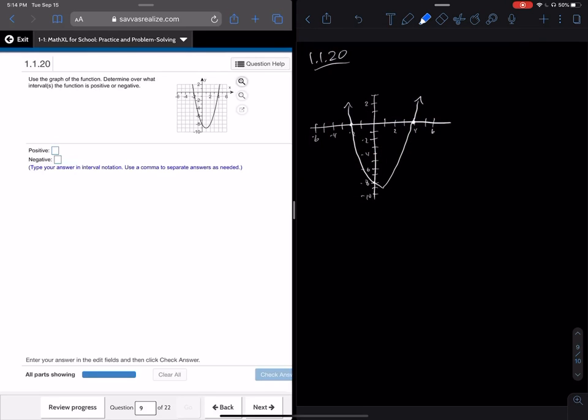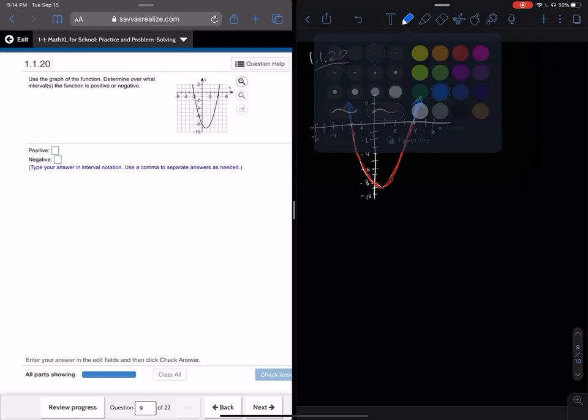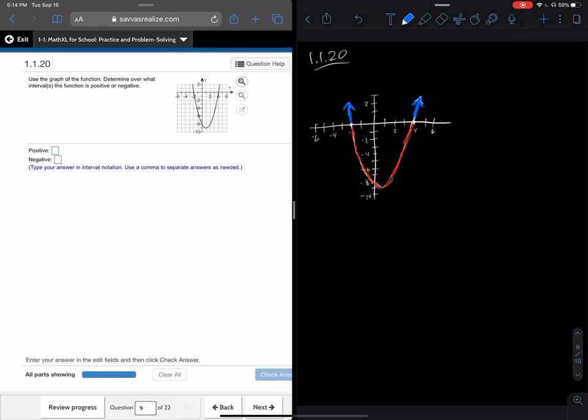Our graph is positive anytime it's above the x-axis. So my x-axis and anything above it would be, let's change that color, right here. All right, so this is going to be above the x-axis, and this part over here is above the x-axis. Now, it's negative when it's below the x-axis, so that would be everything down here, tracing along the graph here. So I have two sections that are positive and one that is negative.